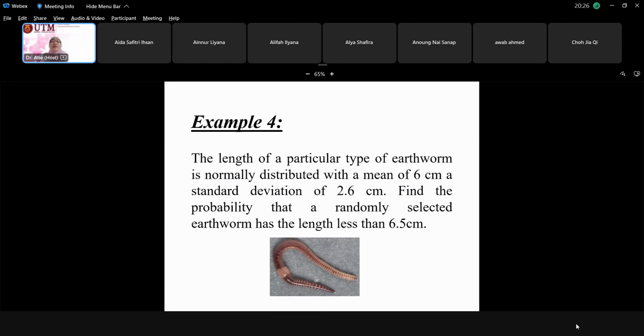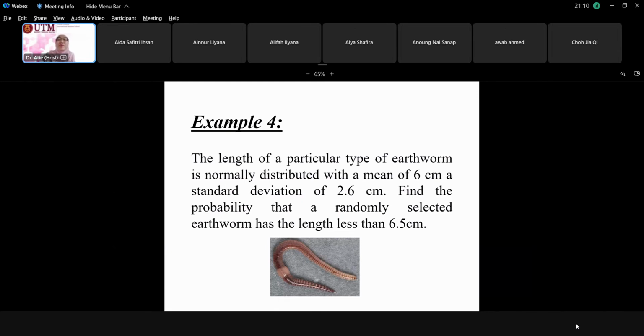The length of a particular type of earthworm is normally distributed with a mean of 6 centimeter and a standard deviation of 2.6 centimeter. Find the probability that a randomly selected earthworm has the length less than 6.5 centimeter. I told you before, in our previous lecture, that when you read your question for the statistics class, the most important thing is to detect the information given in the question. So circle the numbers, or highlight the information.